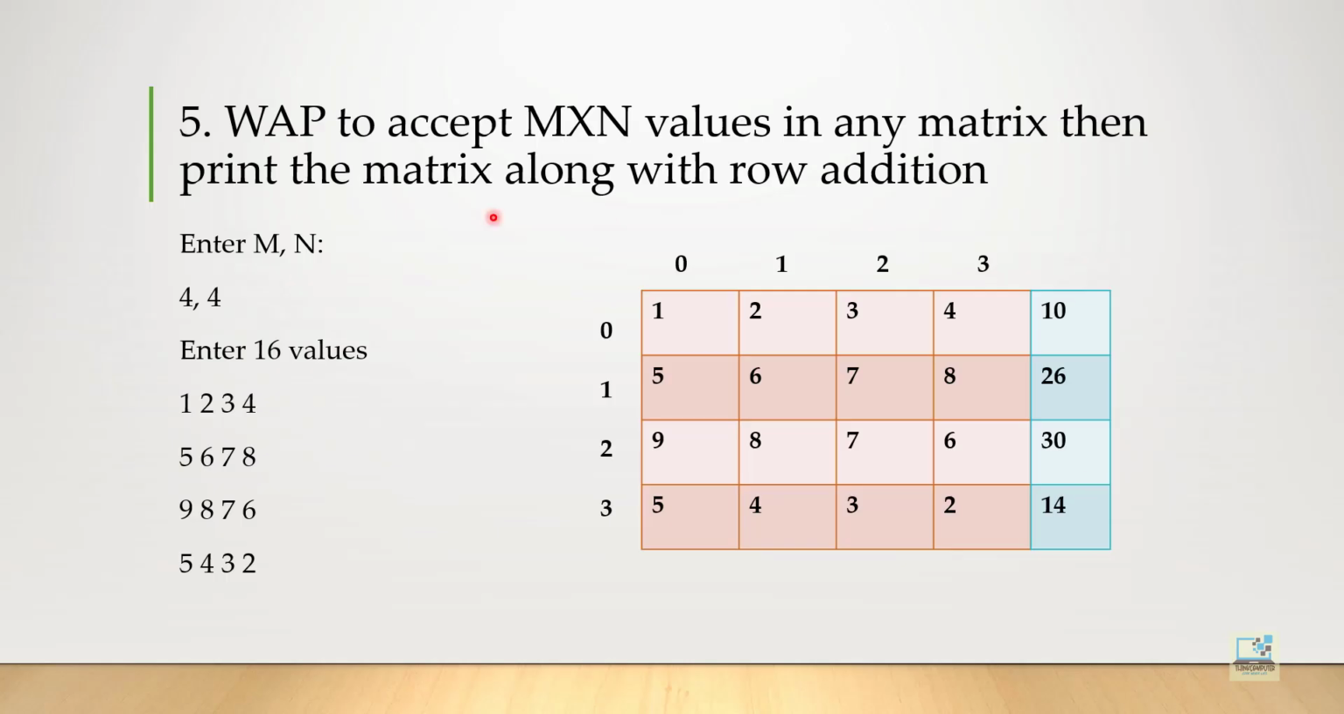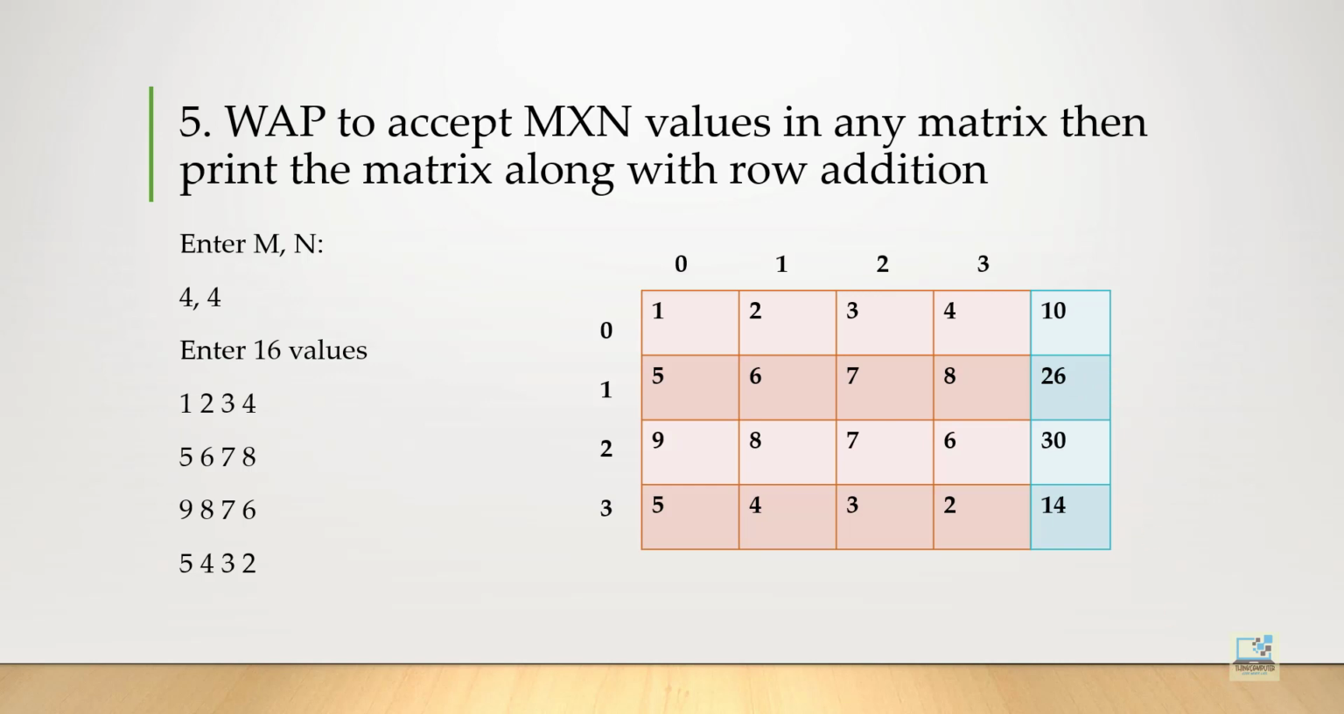Question number 5. Write a program to accept m into n values in any matrix, then print the matrix along with the row addition. Okay. The question is very simple. You take input values m into n values and add all the numbers in any particular row. Print the total after that row. For example, if this is my input matrix, then the first row total, which is 10, is printed beside of that row. The second row total is printed beside of the second row, and so on.